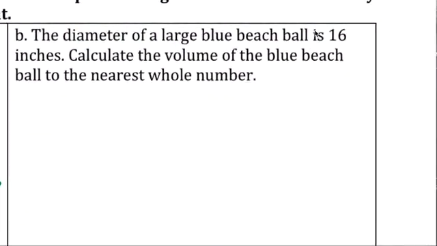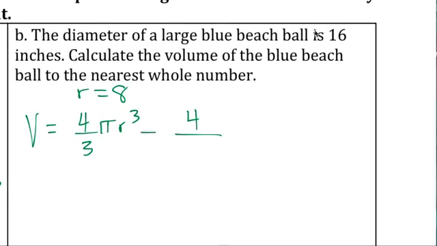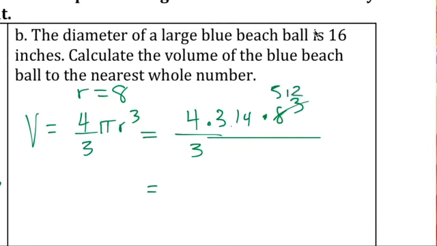Diameter of the large ball is 16, so the radius is 8. Find the volume of the large blue beach ball. Okay, volume equals the same, 4/3 pi r cubed. So 4 times 3.14 times 8 cubed divided by 3. So 8 cubed is 8 times 8 times 8, which is 512. Let's multiply that all together.